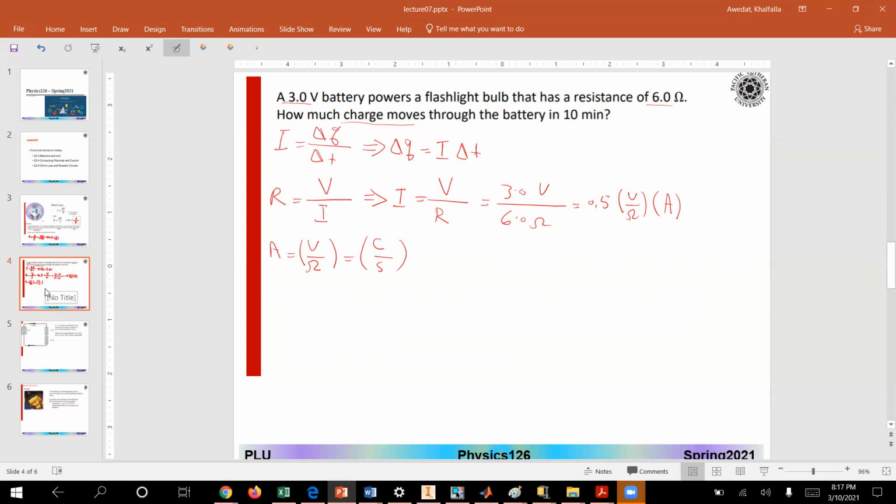Now that I found the current, I can go back to find delta Q, which is 0.5 coulomb per second times delta T. I have 10 minutes, and I need to convert this to seconds. I have 60 seconds in 1 minute, so minute cancels with minute, I have 600 seconds, which cancels with the second. So 600 divided by 2 ends up with 300 coulombs.